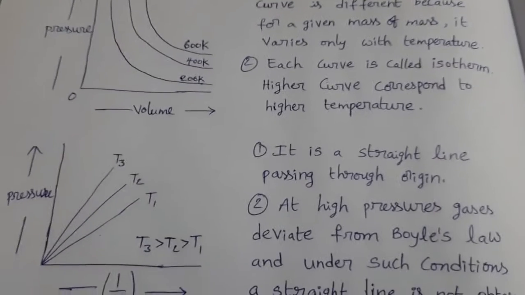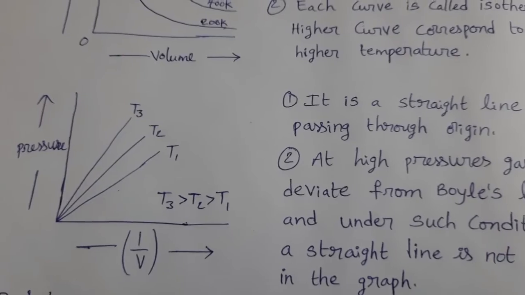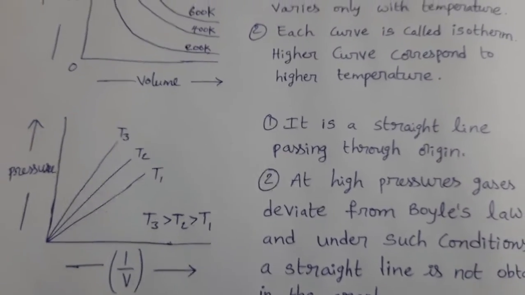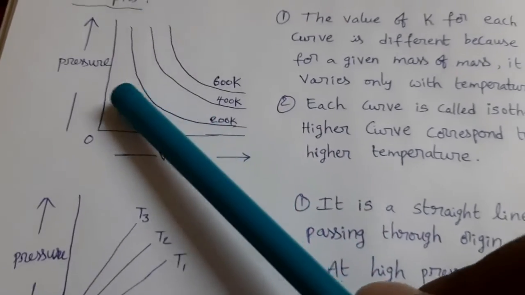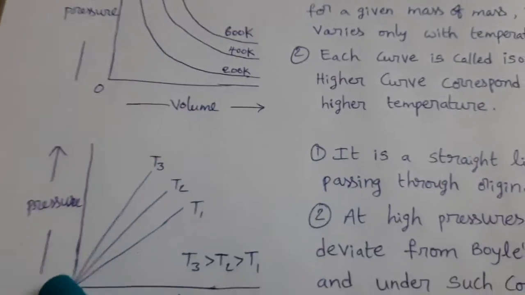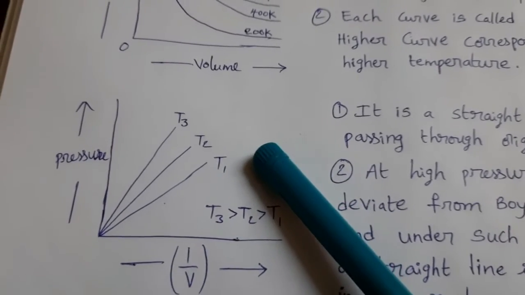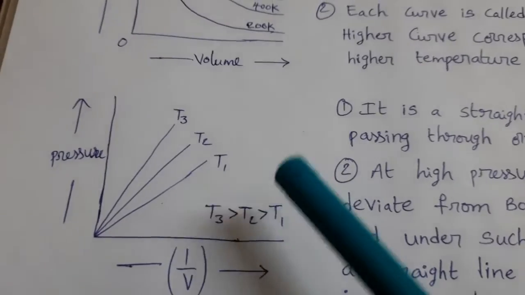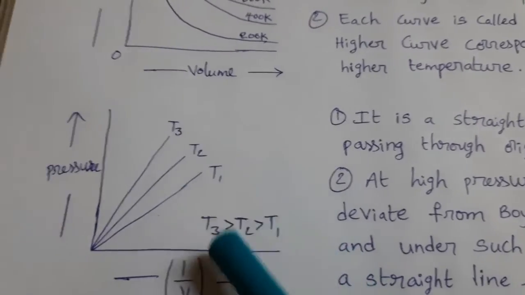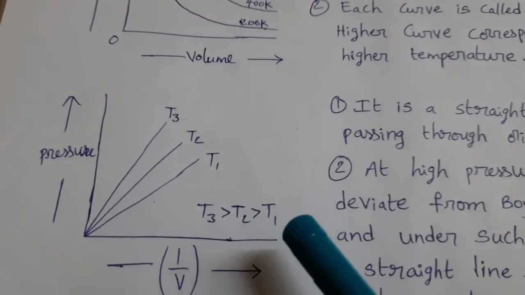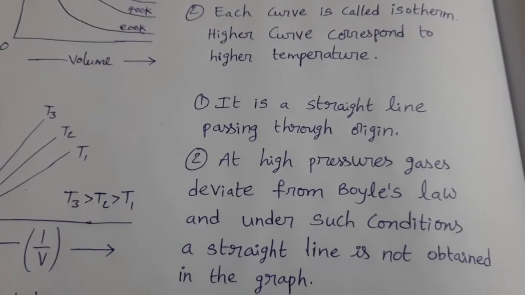Next, another type of graphical representation: pressure taken on the y-axis, 1 by V taken on the x-axis. Understand the difference between the previous graph and this graph. Here pressure-volume relation, here pressure and 1 by V relation. Here we obtain a straight line passing through the origin at particular temperatures T1, T2, T3. Here T3 is greater than T2, which is greater than T1. Now it is a straight line passing through the origin.